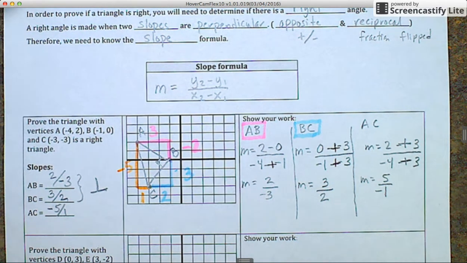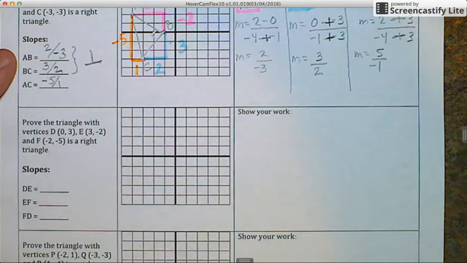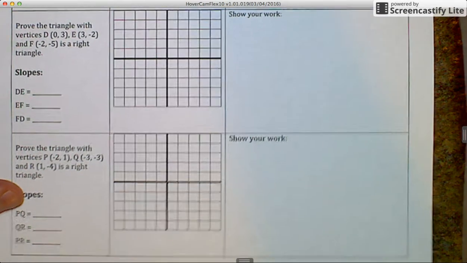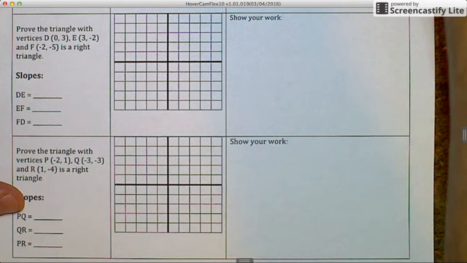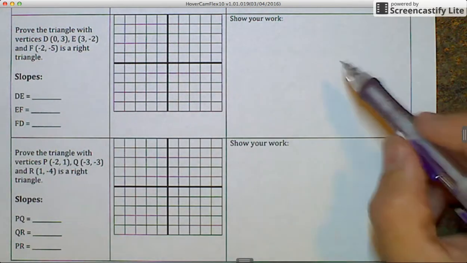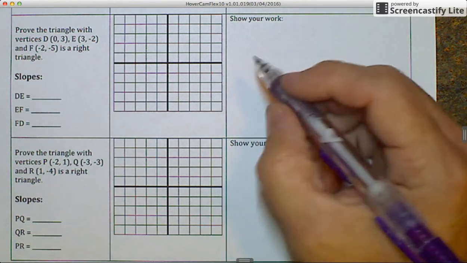Okay, let's look at our second example. And I'm going to start this example for you, and I'm going to let you finish it. We have the second and we have the third example. So if you need to, go back and pause the computer for the first example, copy it down, and then use that to help you with your second and third example. I'm going to help you right now. I'm going to plot the points.